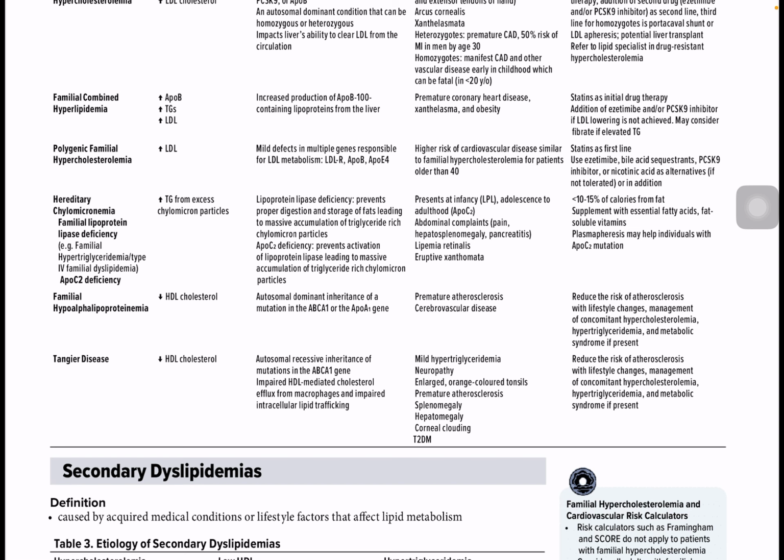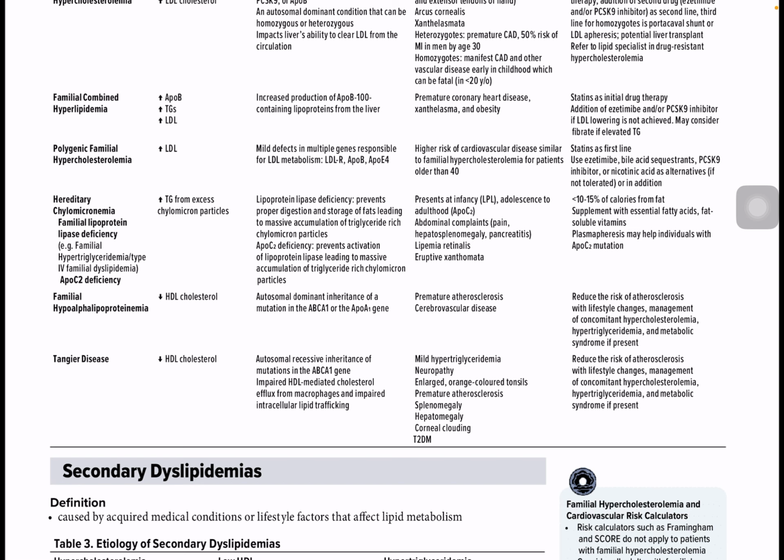What is the treatment? The presentation would be premature atherosclerosis, cerebrovascular disease. Reduce the risk of atherosclerosis with lifestyle changes, management of concomitant hypercholesterolemia, hypertriglyceridemia, and metabolic syndrome if present. A dangerous disease is low HDL. So that one had low HDL, and this one also has low HDL. What is the difference? The one we discussed above is autosomal dominant, but this one is autosomal recessive inheritance of mutation. You just have to remember that it's autosomal recessive, low HDL: Tangier disease.